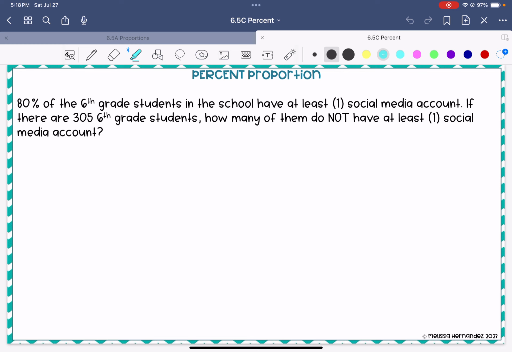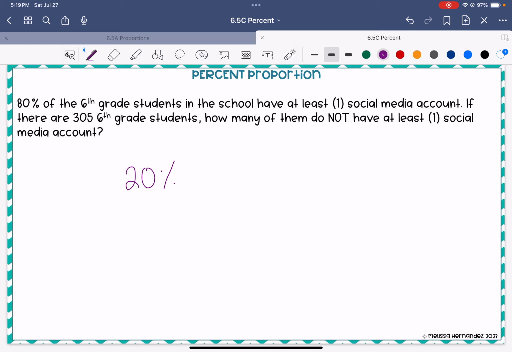It says 80% of the 6th grade students in the school have at least one social media account. If there are 305 6th grade students, how many of them do not have at least one social media account? You can solve this a couple of different ways. You can figure out what 80% represents and then subtract, which doesn't really matter. Or, since percent is out of 100, and we're trying to figure out the "not," which is 20%, we're going to set it up with 20%.